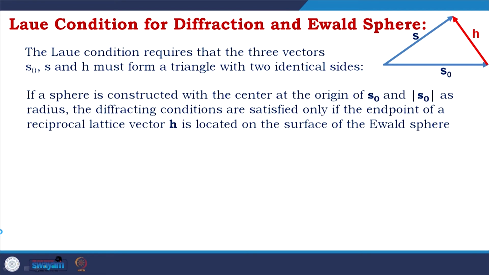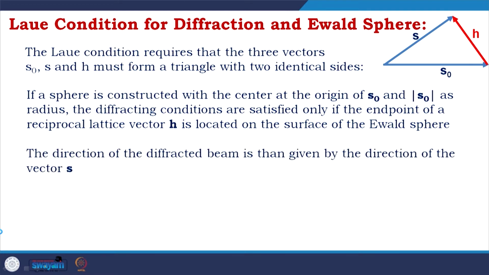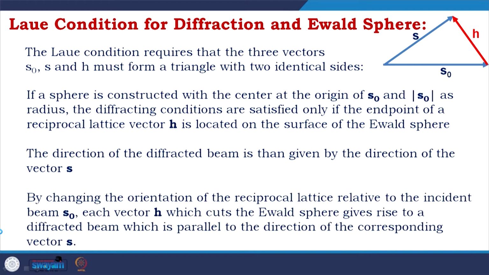Now, if you have this relation, we have to develop a sphere which is constructed with the center at the origin of S0 and with the absolute value of S0 as radius. The diffracting conditions are satisfied only if the end point of a reciprocal lattice vector H is located on the surface of the Ewald sphere. The direction of the diffracted beam is then given by the direction of the vector S.